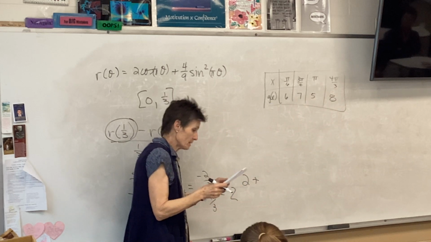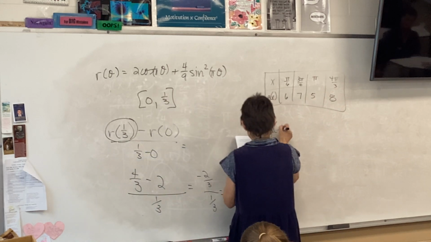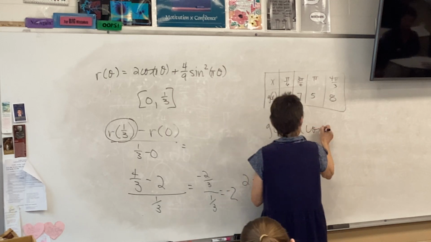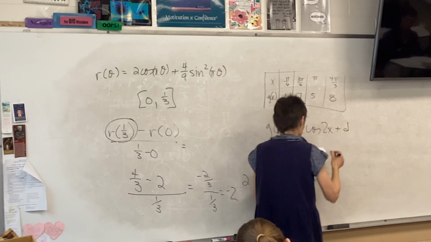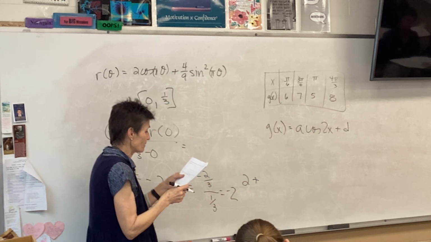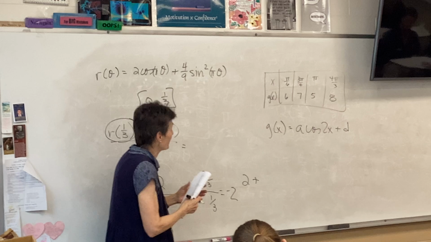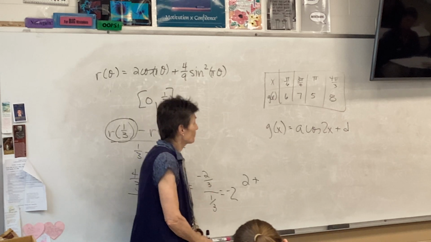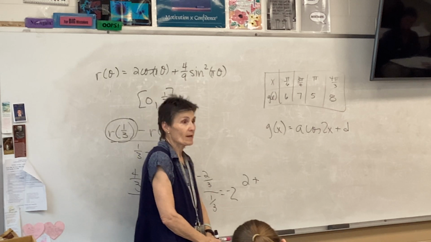All right, the function is given by a cosine 2x plus d. Selected values are shown in the table above. What is the value of a plus d? So I have to find a and d. Thoughts on that?